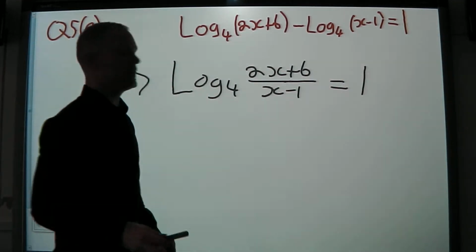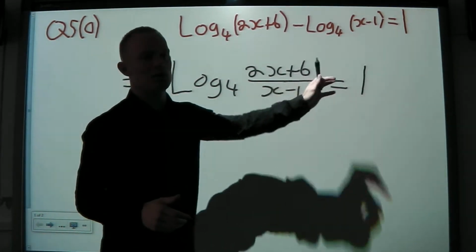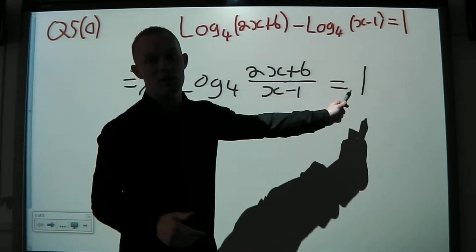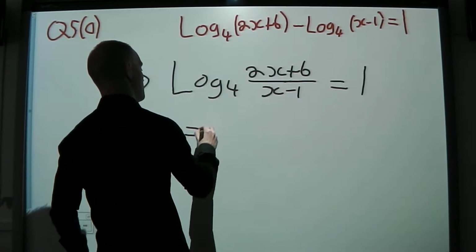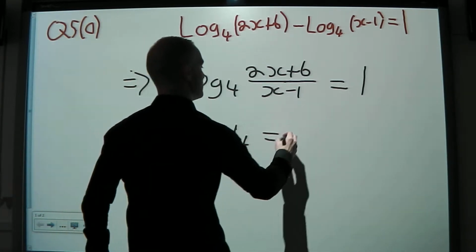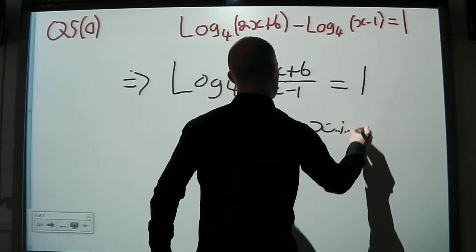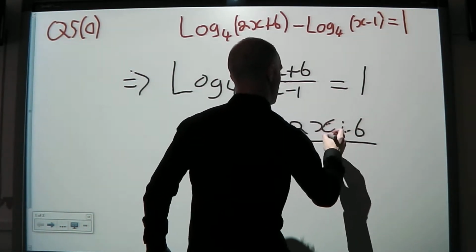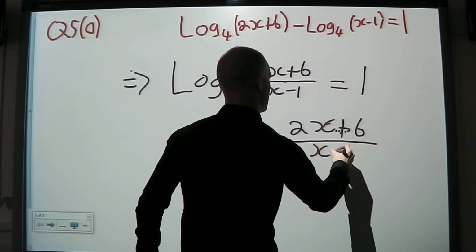Now we know what log means. Log to the base 4 of this term is equal to 1. That implies that 4 to the power of 1 is equal to this term. So that implies 4 is equal to 2x plus 6 all over x minus 1.